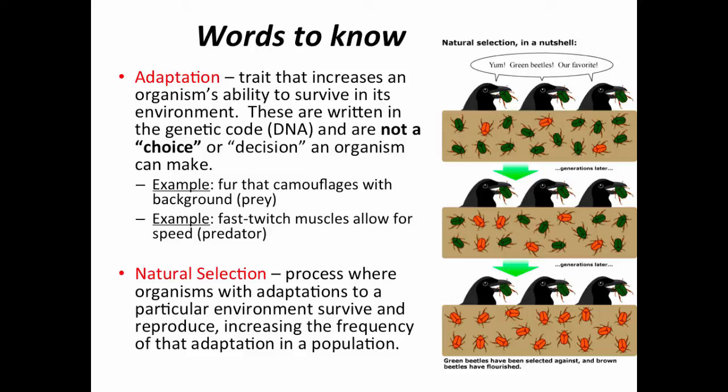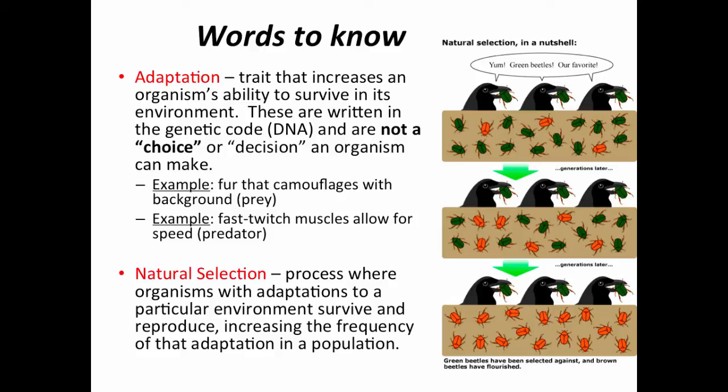So over time, the animals that have a particular trait that is favored are going to survive and therefore be able to reproduce and pass on their DNA. Over time, the population is going to change, which is called adaptation. Natural selection is a process where organisms with adaptations to a particular environment survive and reproduce, increasing the frequency of that adaptation in a population.